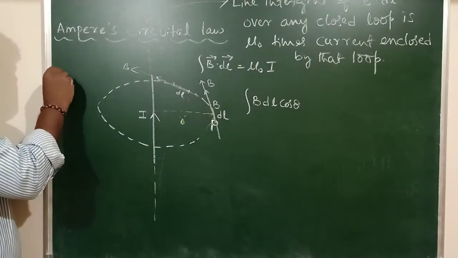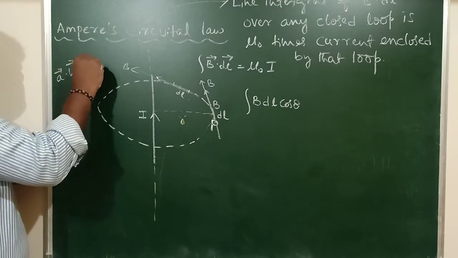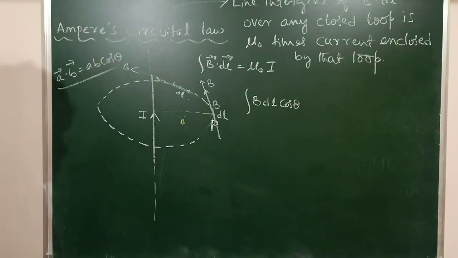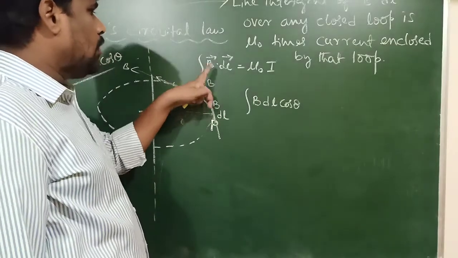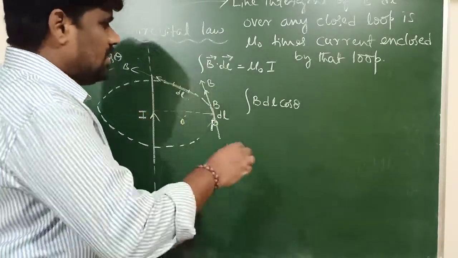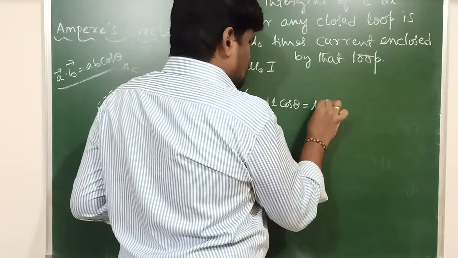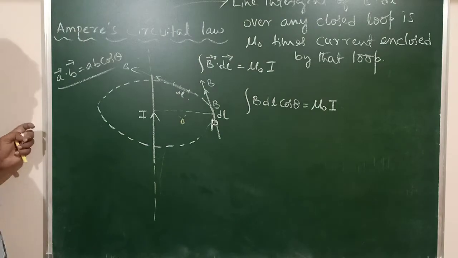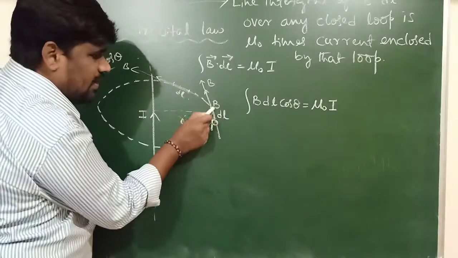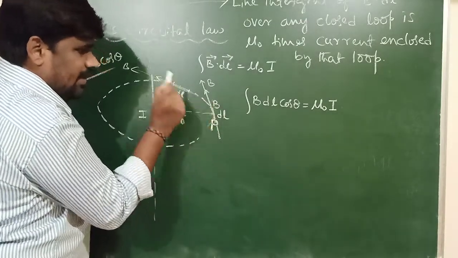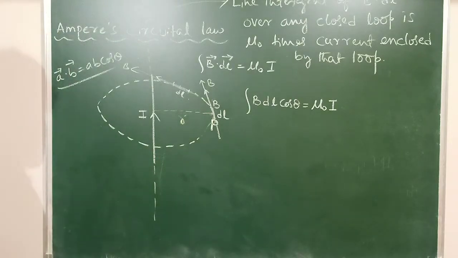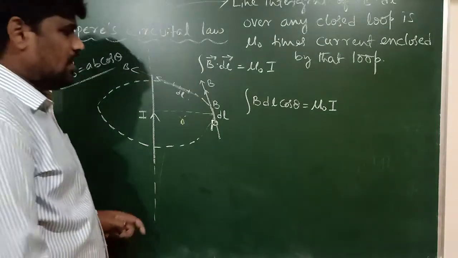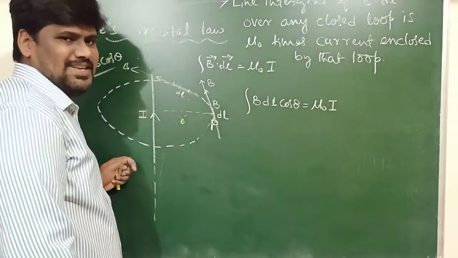From the knowledge of dot product, A dot B can be written as what? A dot B can be written as AB cos theta. In a similar way, B dot dl can be written as B dl cos theta, which is equal to what? Mu naught times I here. What is theta? Theta is the angle between B and dl. Here from the diagram, B and dl both are in the same direction. Therefore, the angle between B and dl is 0.